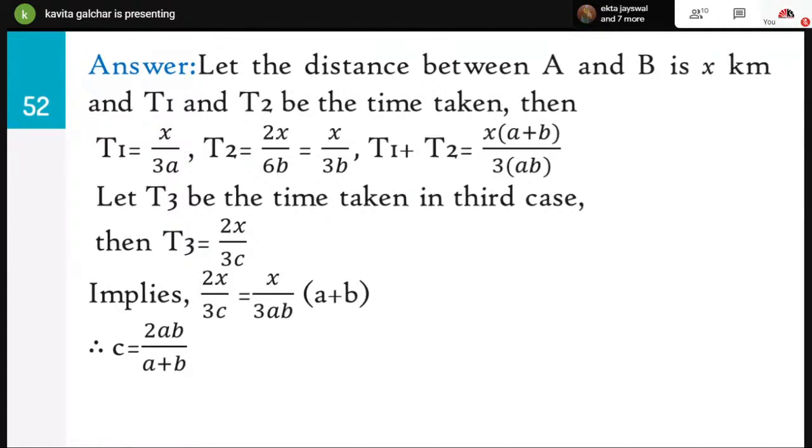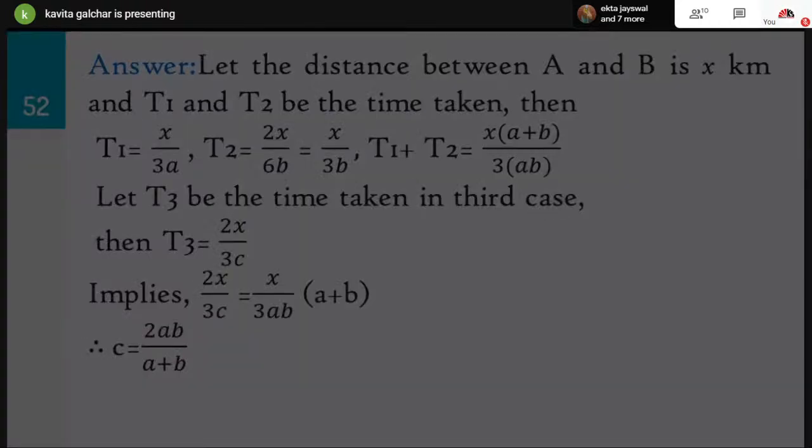You will get the relation x multiplied by (a plus b) upon 3a. t3 is the time taken with the average uniform speed 3c, which is given in the question, and with that speed it is also given that he moves from A to B and back from B to A. Therefore, the distance in this case is 2x. I have the distance and I have the speed. Therefore, the expression for t3 is 2x upon 3c. By equating both the times, I am getting the relation that c equals 2ab by a plus b.